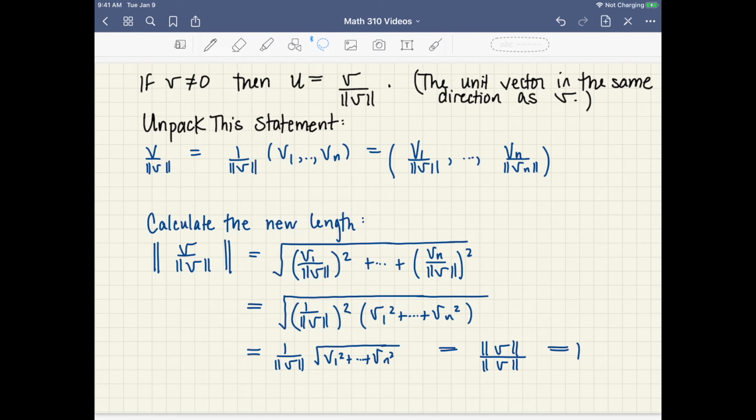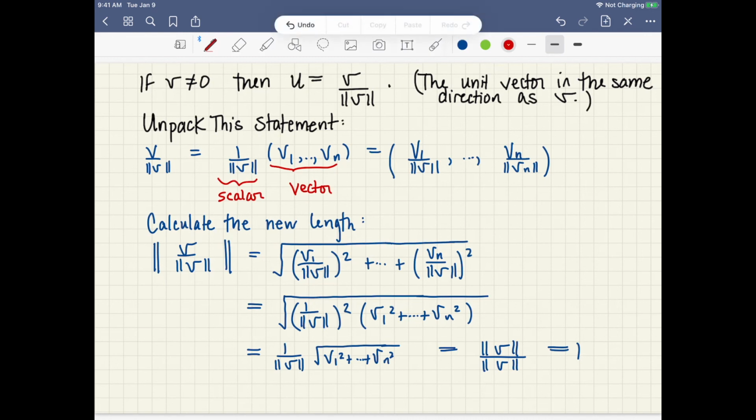Well, let's look at the formulation. When we take v and we divide by the norm of v, what you're really doing is scalar multiplying. The scalar is 1 over the norm of v. This quantity is a number, this is the scalar, and it's being multiplied times the vector v, giving you a new vector. The way scalar multiplication works is it multiplies times every entry inside the vector. So you see 1 over the length of v appearing in the first entry, in the second entry, in the third entry, and so on. So this is what v divided by the length of v looks like.